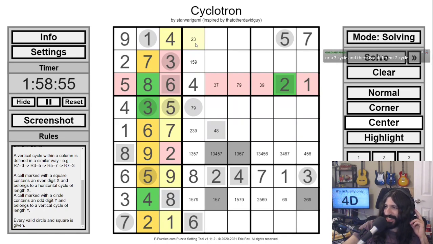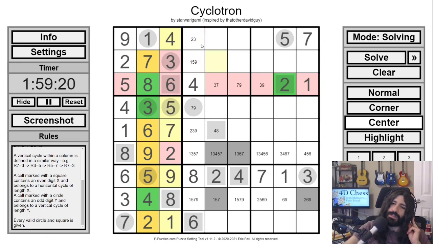Yeah, that doesn't restrict it very much though, does it? I mean, I guess maybe it does. Two, three. Okay, well, it can't be in a two cycle. Oh no, it can be in a two cycle. This could be two, this could be one. So we could have a two cycle here. It's possible. Is there a reason that we couldn't have a nine cycle?